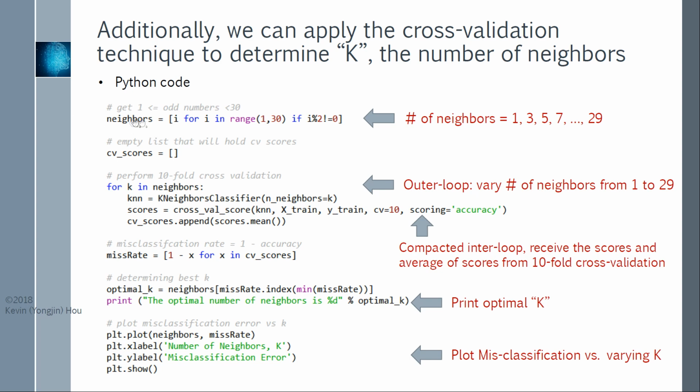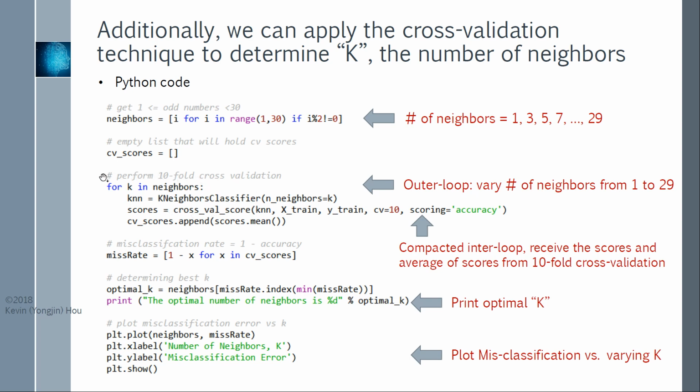The first step is we create a list which represents the number of neighbors we want to look up in the KNN algorithm. This line of code just says I only look at odd numbers of neighbors, so I get 1, 3, 5, 7, all the way up to 29. So this line will give us a list of these integers between 1 and 29. And this CV scores is also a list, which is initially just empty.